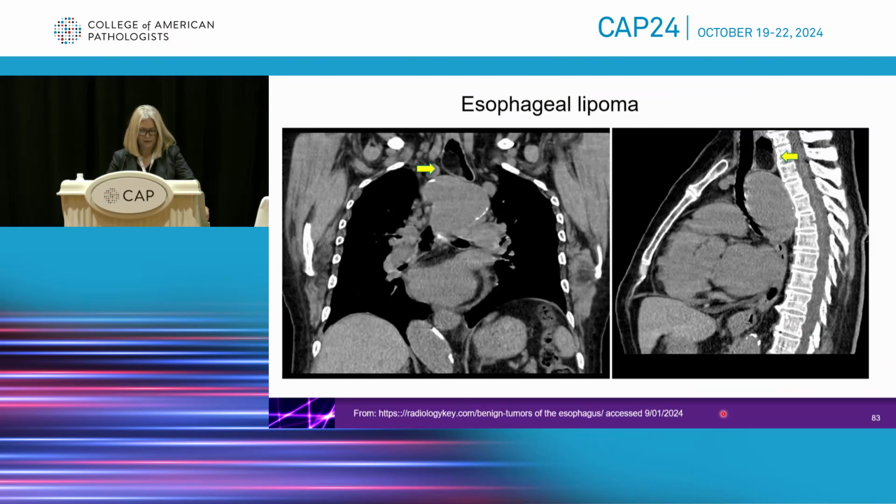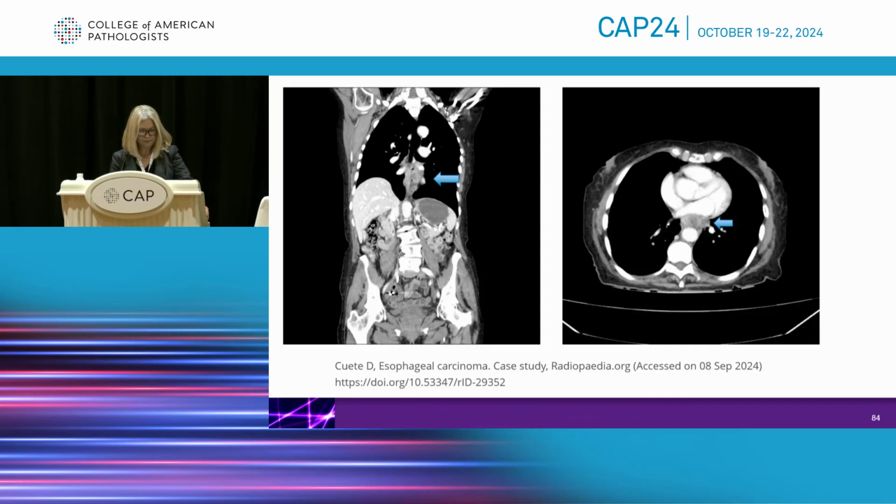So here's another one. This one's a little bit harder to see. Here's our dark esophageal lumen. Here's a lesion, again, protruding into the lumen. It's kind of like a dark lesion. Here it is again. But this one is a lipoma, so same principle. It's going to protrude into, instead of invading, the lumen of the esophagus.